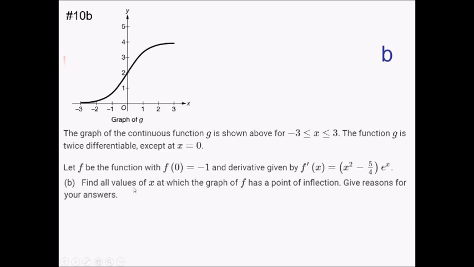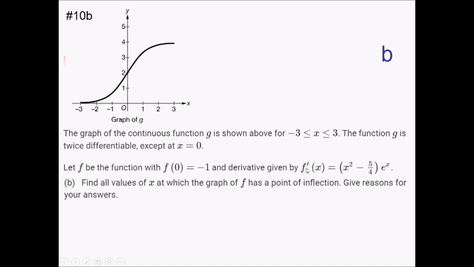On this part of the problem, I want to find all x values where the graph of f has a point of inflection and give reasons. So this is going to be wherever f double prime changes sign. So we're going to start by figuring out what f double prime actually looks like and get some critical values out of it. Here's f prime.